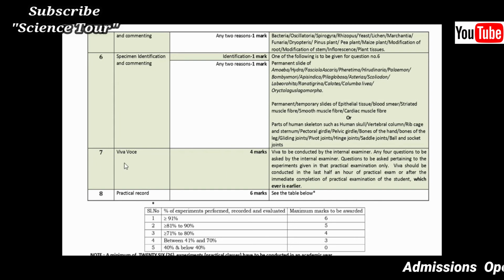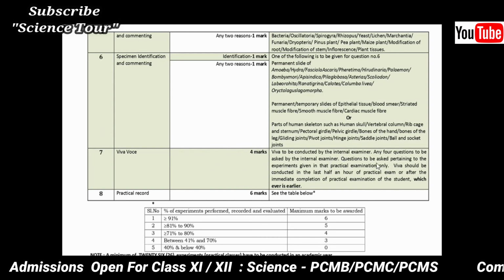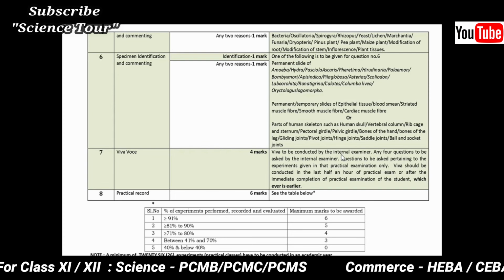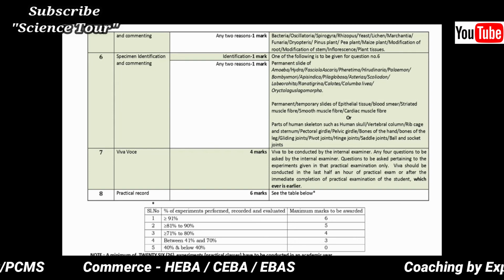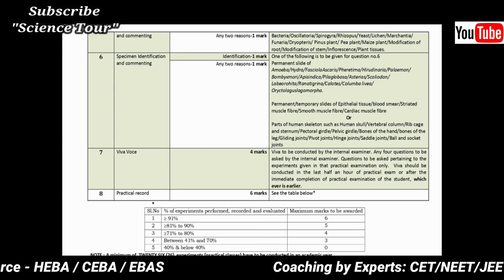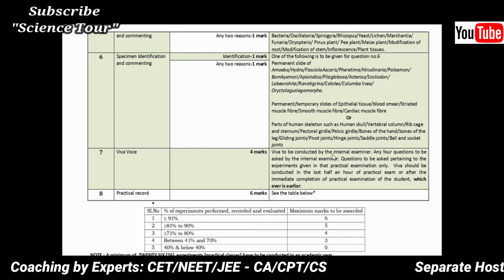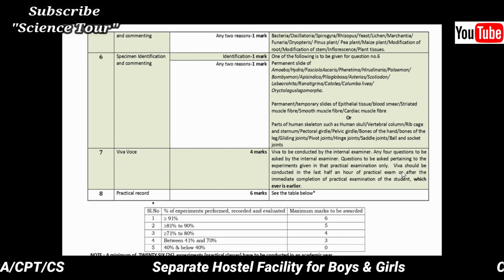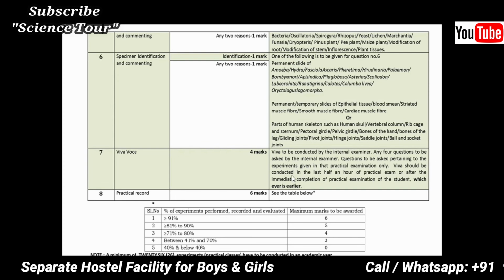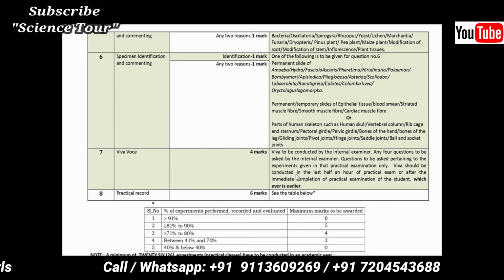Then question number 7, the Viva voce. So 4 marks, as I said, Viva to be conducted by the internal examiner. For your first PUC, there is no external examiner. All will be assessed by the internal examiner. Okay? There will be 2 internal examiners, your teachers only who teach you biology, or maybe 1 internal examiner. So any 4 questions to be asked by the internal examiner, pertaining to the experiments given in that practical examination only. So questions will be based on the practical exam.